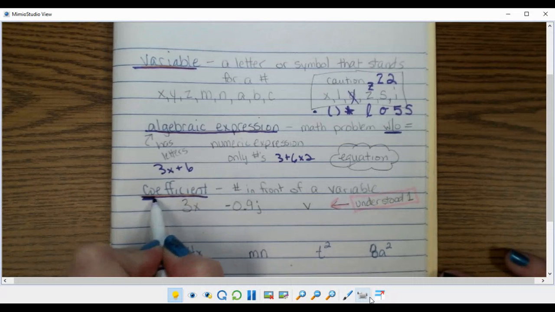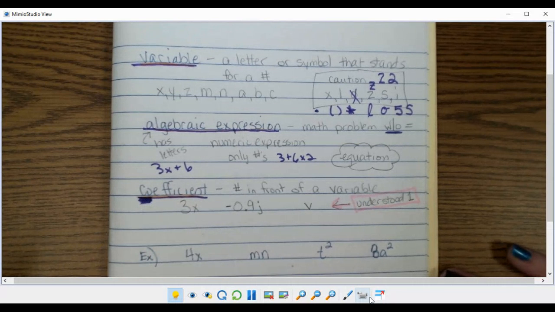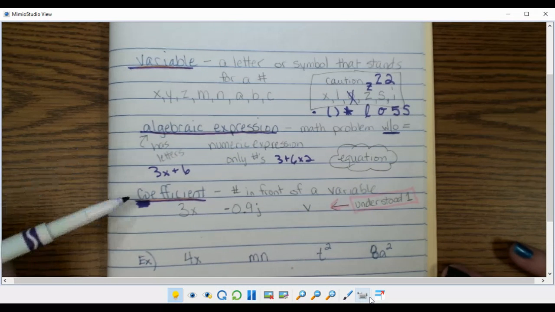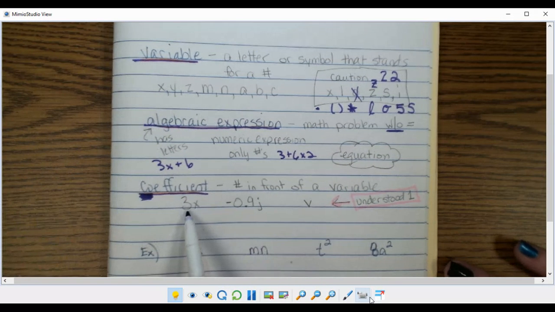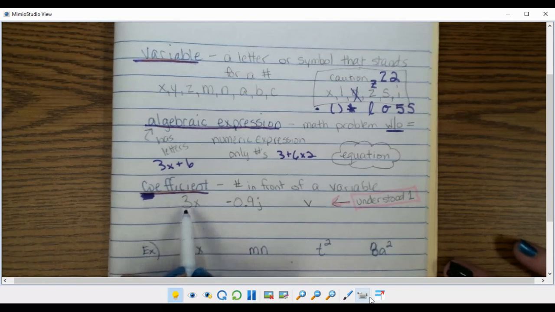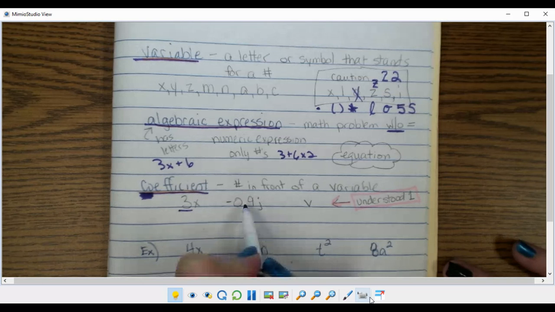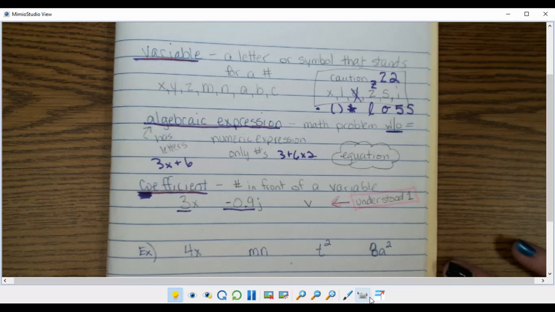All right, coefficient. Think about the prefix co, like co-captains, or co-presidents, or a co-pilot. It means that you do things together. So this is a number in front of the variable. It's the number together with the variable. In this case, it would be the 3. In this case, it would be the -9/10.